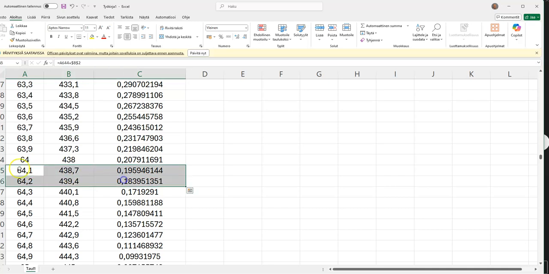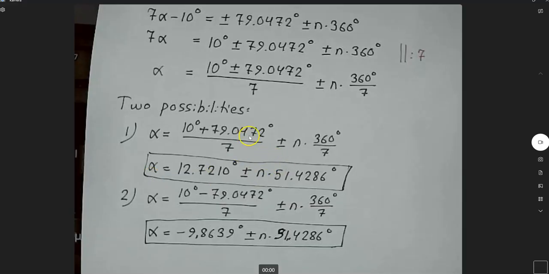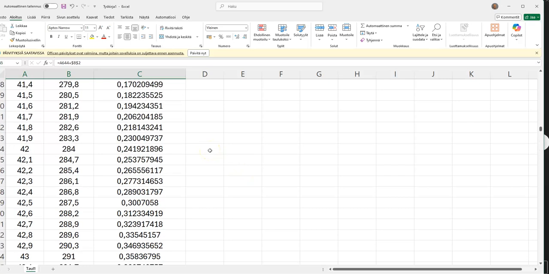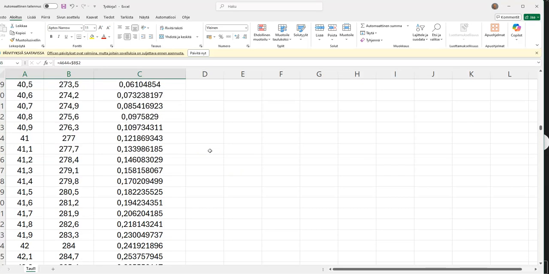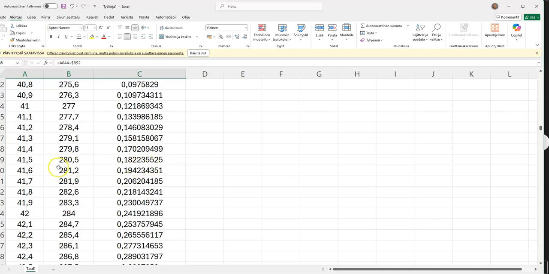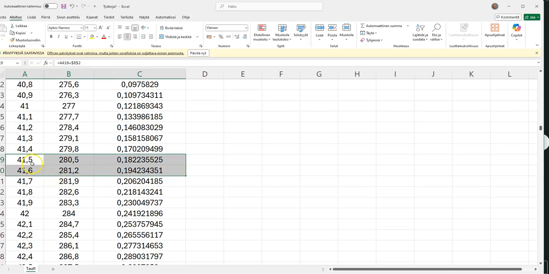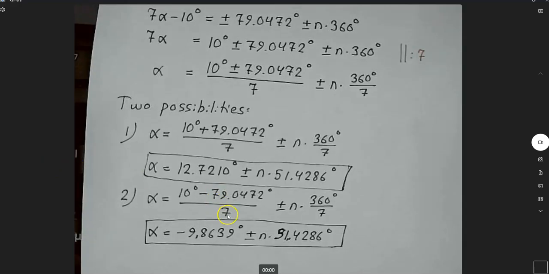Yes, it is here. As you see, 64.1 starts, and that will be the next solution with this possibility. But we were here before. We found another place where the cosine got the value of 0.19. It was here, and about 41.5, and we can see here the other solution was minus 9.86 plus minus n times 51.